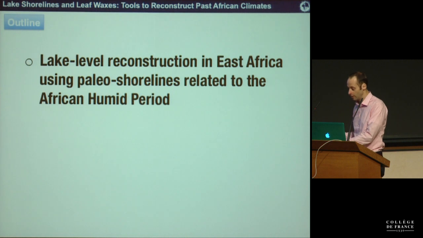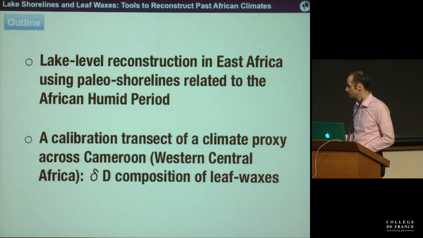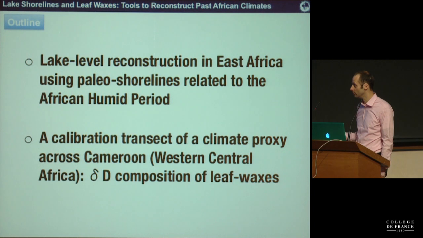I will move from East Africa to Central Africa, and I will show you the result of a calibration transect for a proxy, which is the hydrogen isotopic composition of leaf waxes. Today we have seen a lot of applications from Jessica and also from Peter. And so I want to show you some results we produced to calibrate this proxy on modern data for tropical Africa.